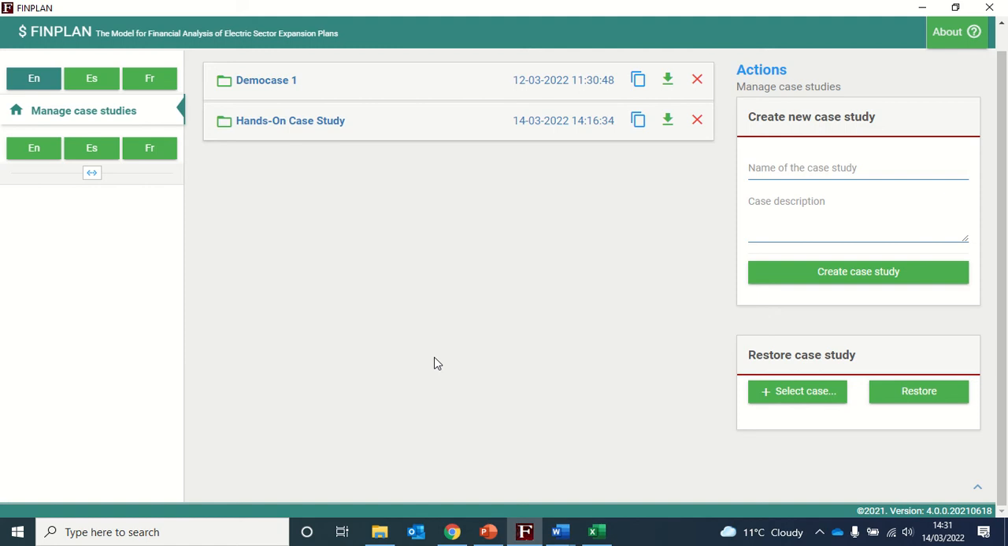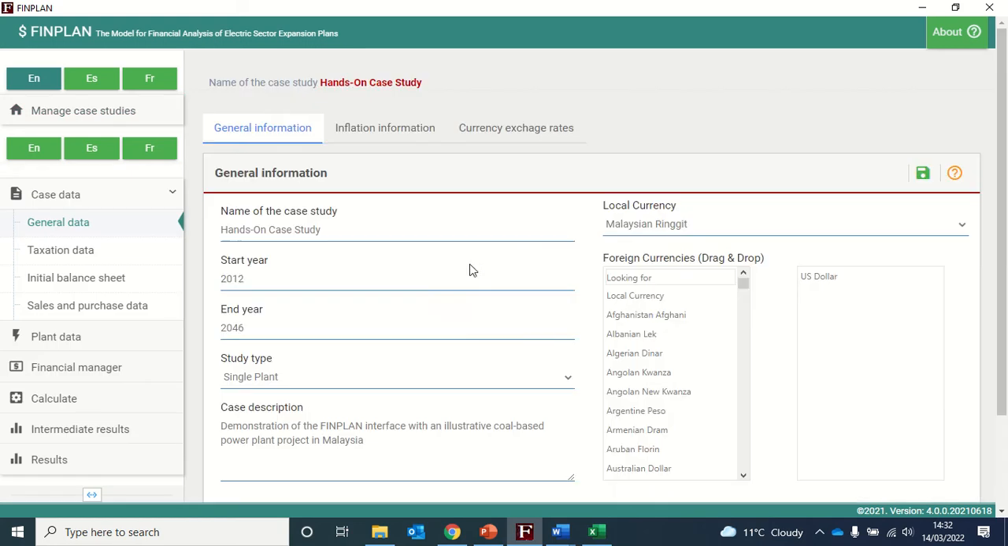We'll be continuing with the case study we created in hands-on 2 and worked with in hands-on 3. So we will go back to the same case study. We can find it by going to manage case studies on the left here, and we'll click on this hands-on case study, which is the case study that we worked on in hands-on 2 and hands-on 3.